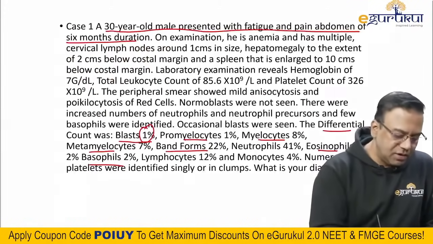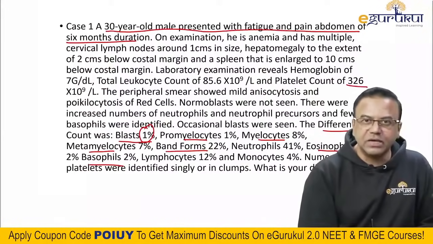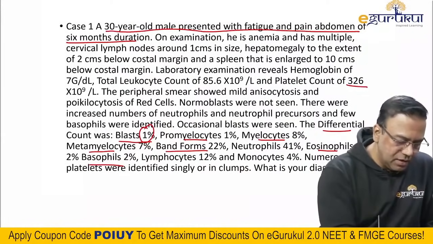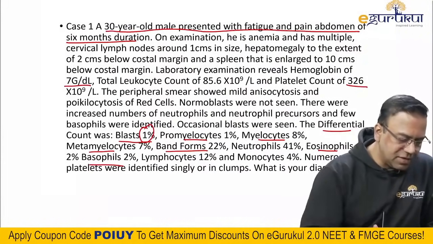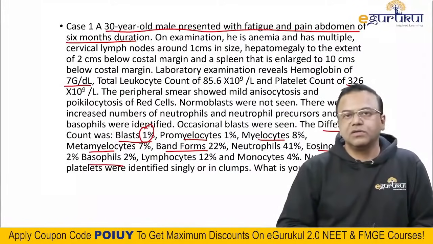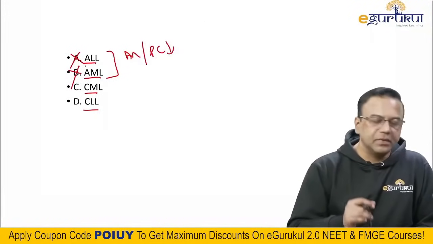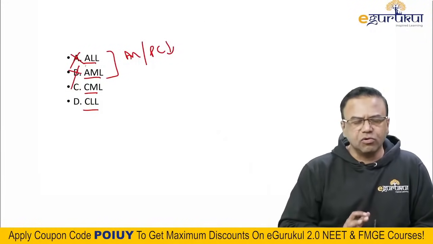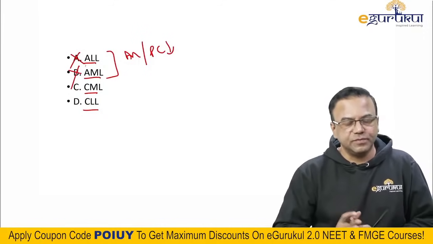Anemia is not there. Thrombocytopenia not there. Platelet count is high actually. What about hemoglobin? Anemia is there, but platelet count is not low. So this is definitely not going towards acute leukemia. Acute leukemia will come with bone marrow failure features.